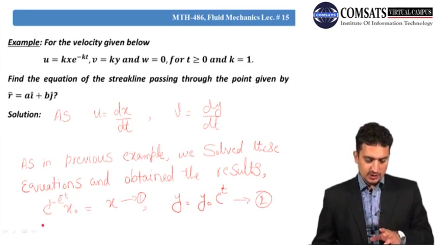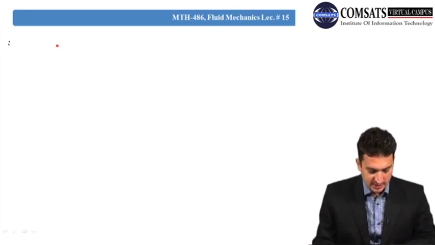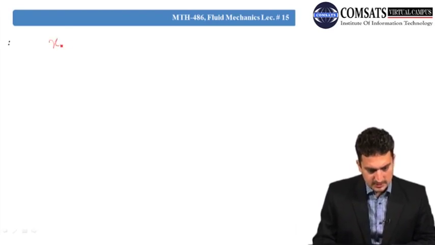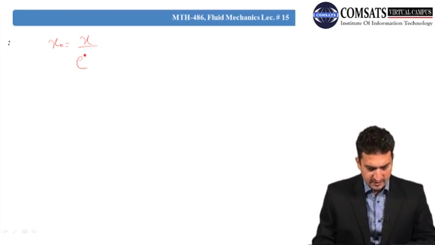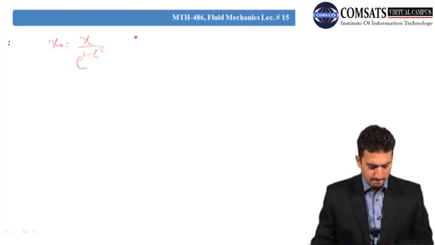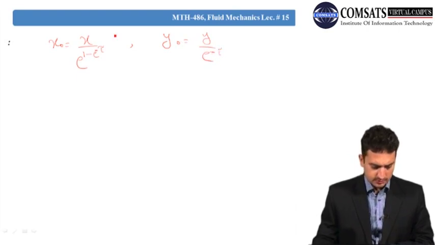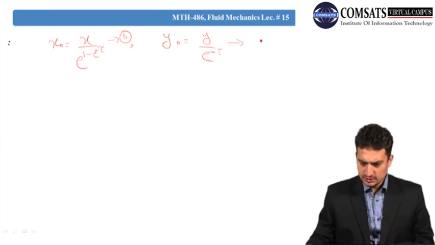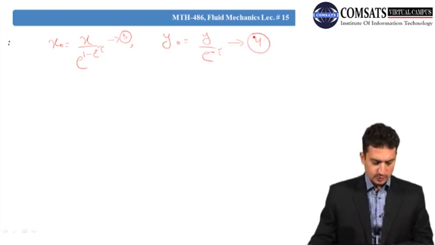Here, when we write x naught explicitly, we will say that x naught is equal to x over e to the power 1 minus e to the power minus tau, and y naught is equal to y over e to the power tau. This is equation 3. Name it as equation 4.